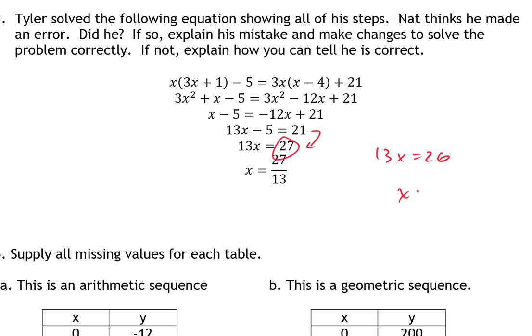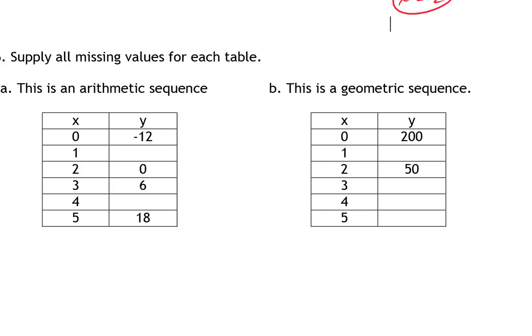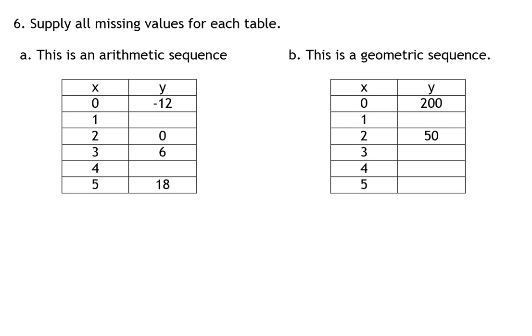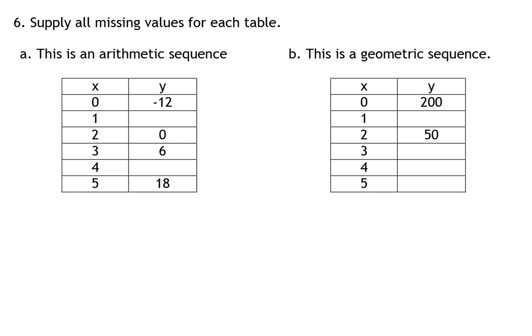Let's see, next question, number 6. Supply all missing values for each. The first one, it says it's arithmetic. Now, if this is arithmetic, I can look at this. Can you guys tell me what my common difference is? What am I adding each time? 6. I'm adding a 6. So what's negative 12 plus 6? All right, and what's 6 plus 6? Well, there we go. That's exactly it.